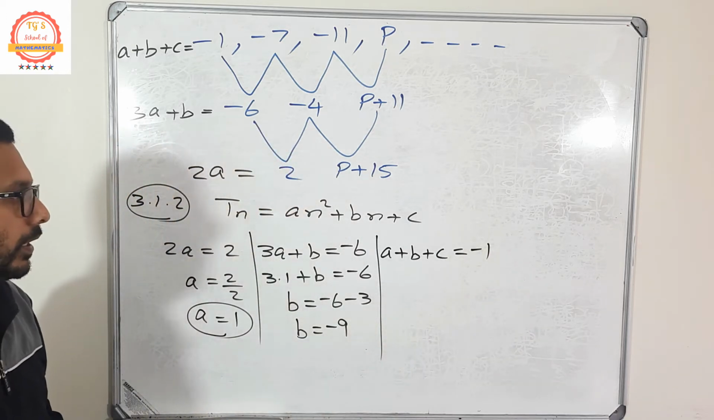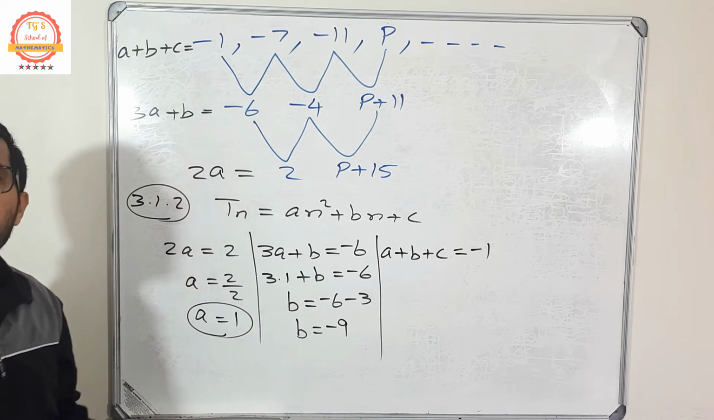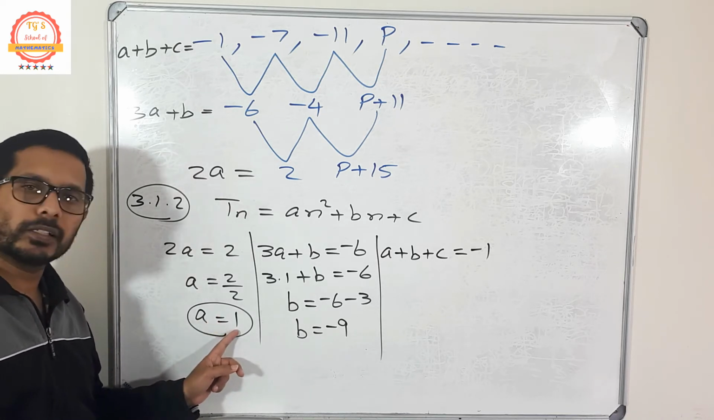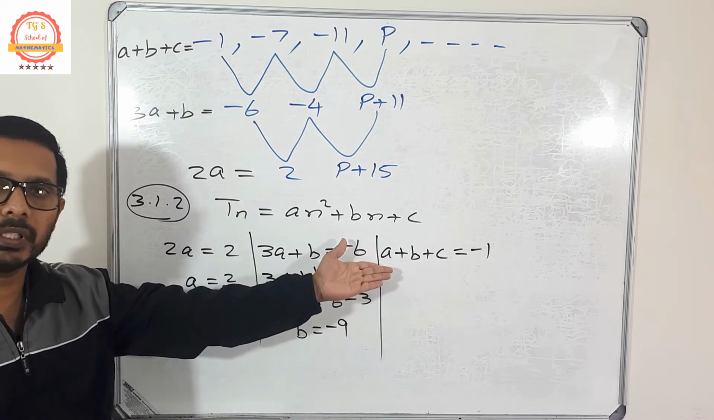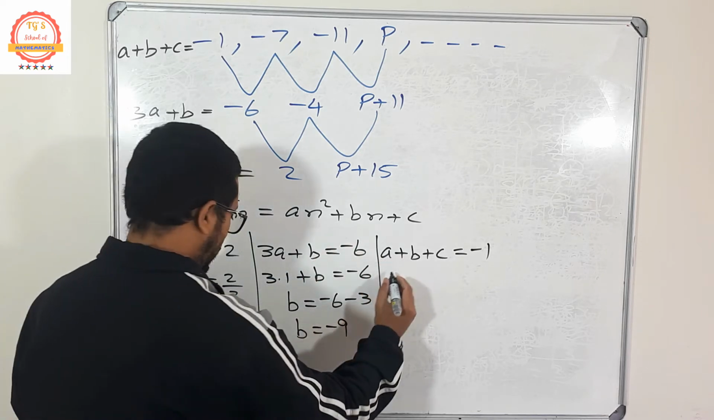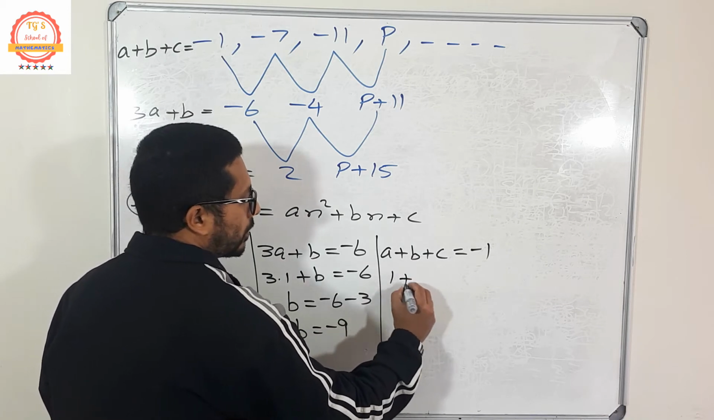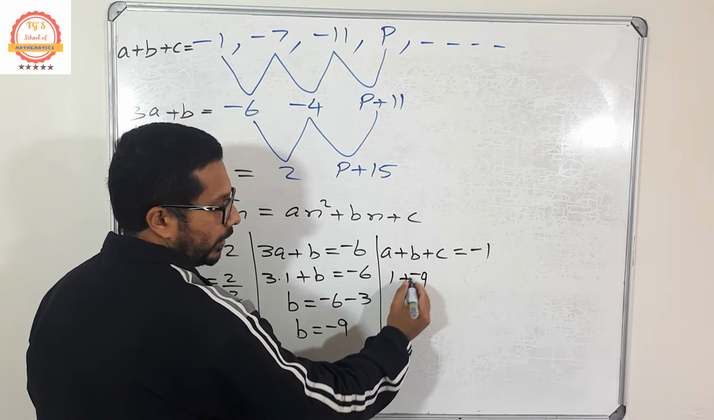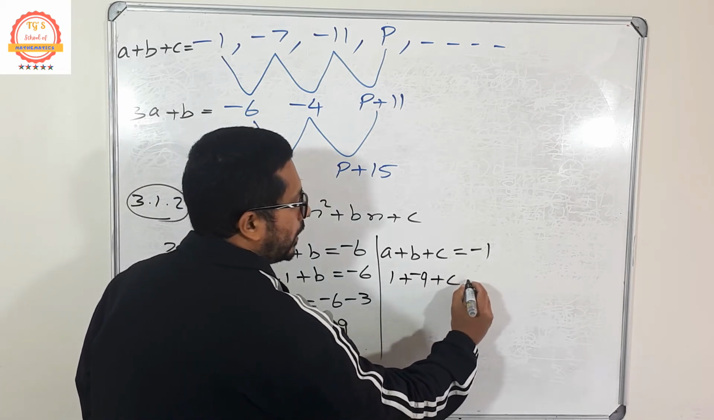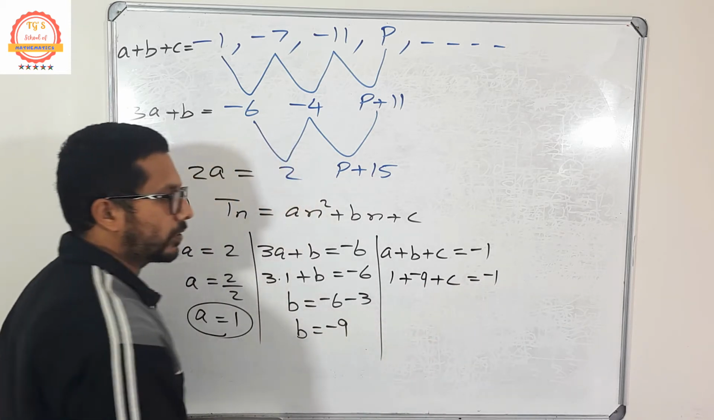A plus b plus c is equal to minus 1. What is a? A is 1. What is b? B is minus 9. We can substitute in that one. So a is equal to 1 plus minus 9. 1 plus minus is minus, you know that. Plus c is equal to minus 1.